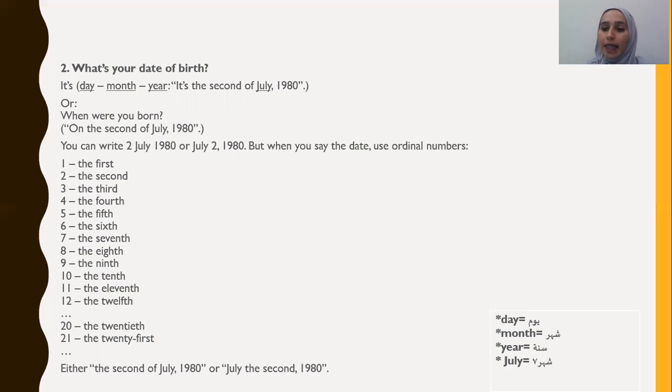1980. You can see that we start with the day, then the month, and finally the year. The 2nd of July 1980. So why do we say the 2nd, not two? We say the 2nd of July. Why? Because in Arabic we say the first of the month, the second of the month, the third of the month. It's the same in English. We say the 1st of July, the 2nd of October, and so on. You can find them here. You can see the 1st, the 2nd, the 3rd, the 4th, and so on.